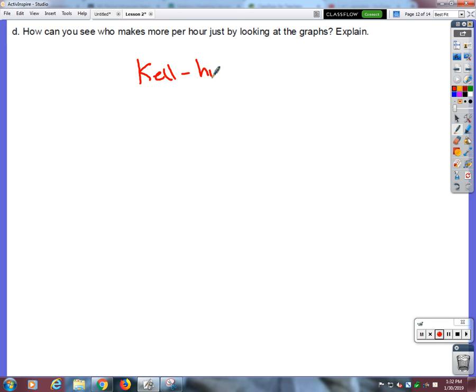Kel, his graph is above Mariko's. Okay? So I'm not going to use the word higher, not because of the inappropriate connotations there, but just because maybe mathematically a better way to say it is Kel's graph is above Mariko's. So what's another thing that's true about Kel's graph?